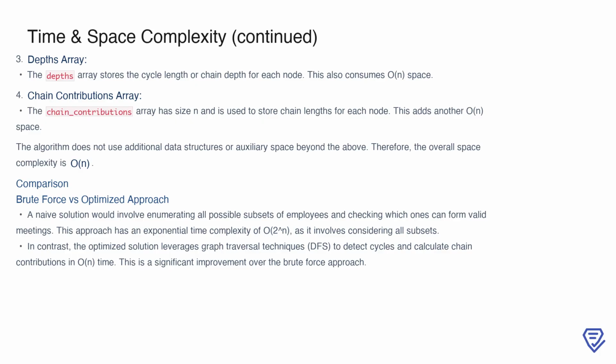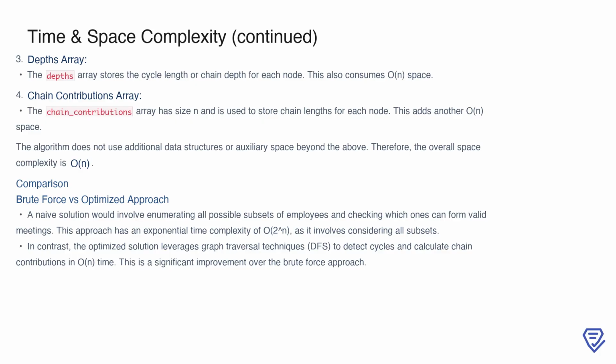Further contributing to the space complexity are the depths and chain_contributions arrays. The depths array stores either the cycle length or chain depth for each node, requiring O(n) space. Similarly, the chain_contributions array, which holds chain lengths for each node, also has a size of n and contributes O(n) space. Importantly, no additional auxiliary data structures or memory are used beyond these arrays. As a result, the overall space complexity of the algorithm is O(n).